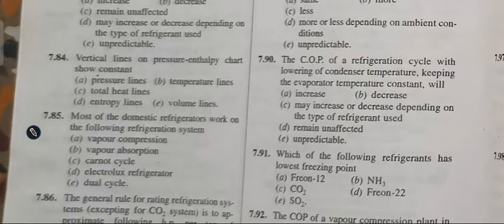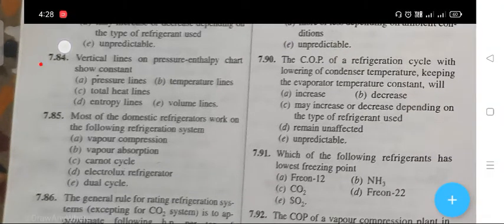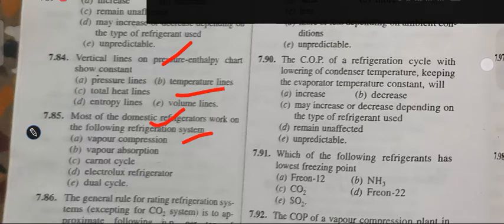The next question is vertical lines on a pressure enthalpy chart show constant. The right answer is C, that is total heat lines. Next question. Most of the domestic refrigerators work on the following refrigeration system. The right answer is A, vapor compression.